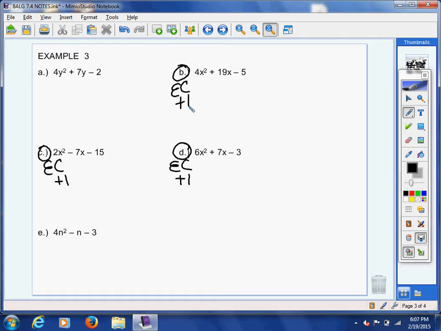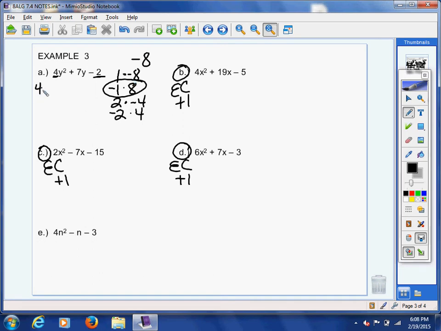All right, let me show you A. First, multiply the first coefficient 4 times your constant number -2. You're going to get -8. We are looking for factors of -8 that add up to be 7. So we have 1 times -8, -1 times +8, 2 times -4, -2 times +4. Those are your only choices, and only one of them gives you +7 when you add them, and that would be -1 plus 8. That's 7.